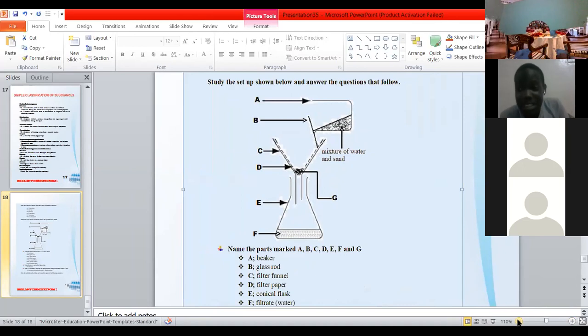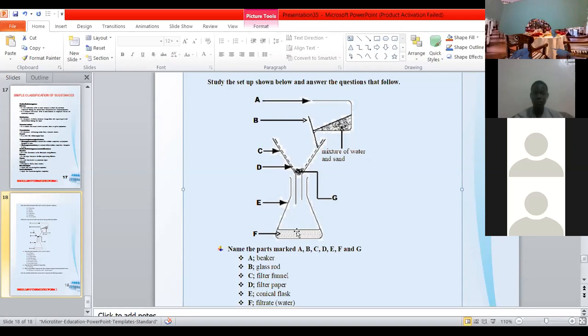Haya, study the setup shown below and answer the questions that follow. We have A, B, C, D, E, F, G. So A is the beaker, you can see that. Then B is the glass rod, this one, that prevents this beaker from leaning on this filter funnel. Then we have C. C is the filter funnel. Then we have D. D is the filter paper, which is placed inside the filter funnel. Then also E. E is the conical flask. Then this F is the filtrate.